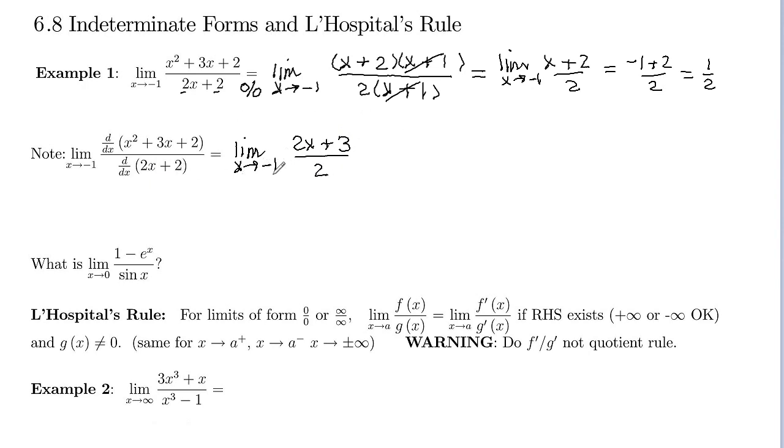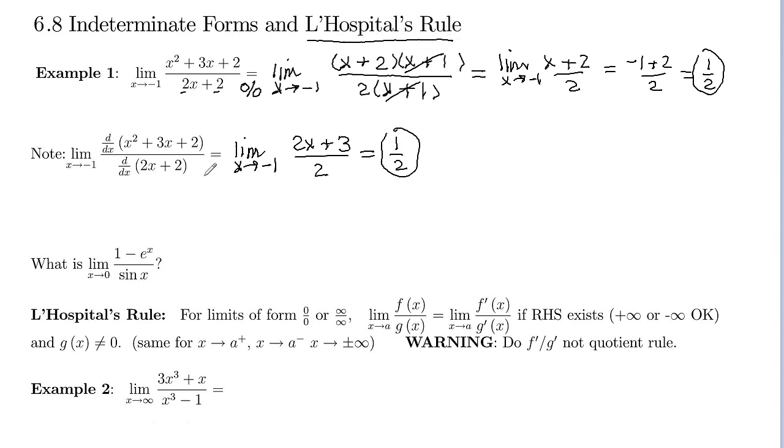And as x approaches negative 1, this function is continuous. So to compute that limit, we can plug in. So 2 times negative 1 is negative 2, plus 3 is 1. This is 1/2. And oh look, 1/2, 1/2. And that was not by accident. So this idea of differentiating the top and the bottom separately and getting this new function, which hopefully is easier, that's the idea of L'Hôpital's rule.